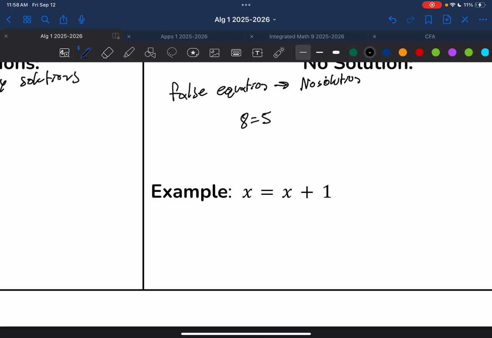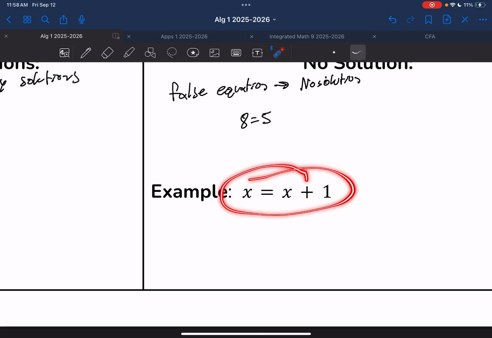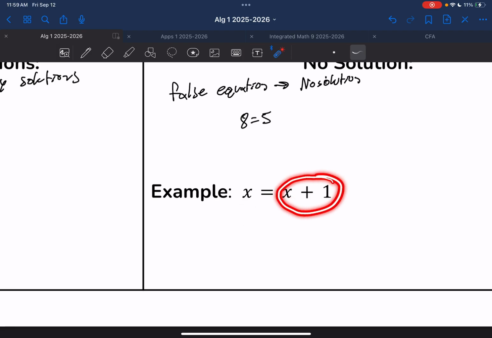An example here would be like x equals x plus 1. If you think about this conceptually, no matter what x is, if you add 1 to it, it's no longer the same number, right? So x is never going to equal x plus 1. Or if you take some number, 3, and you add 1, make it 4, it's no longer equal to 3. And that's true no matter what number you pick.